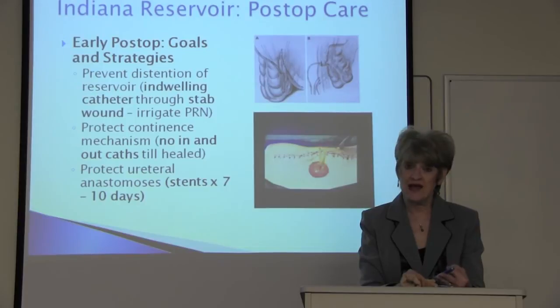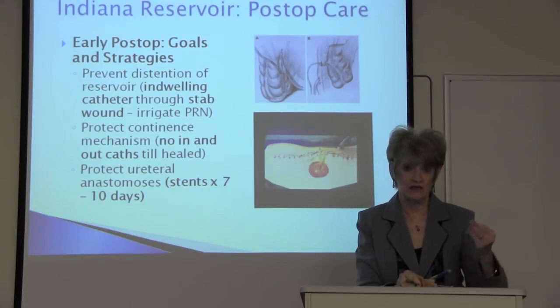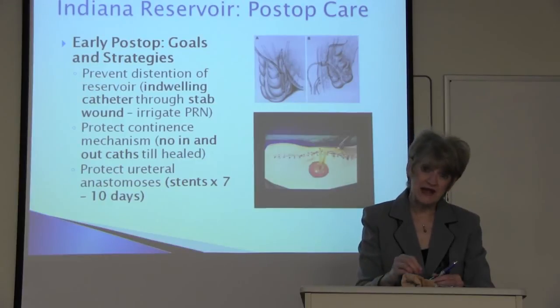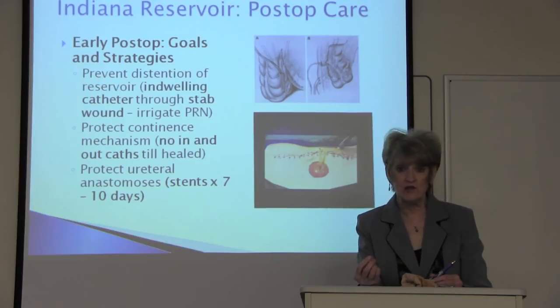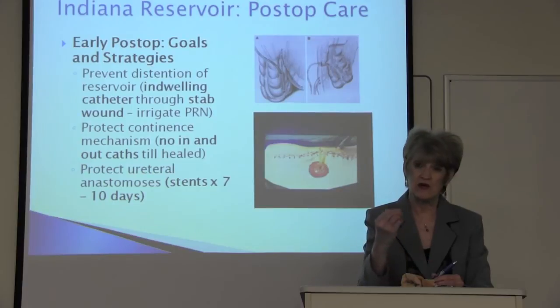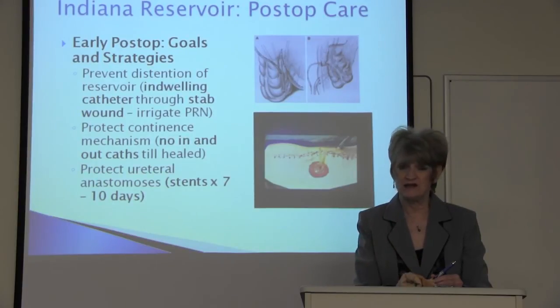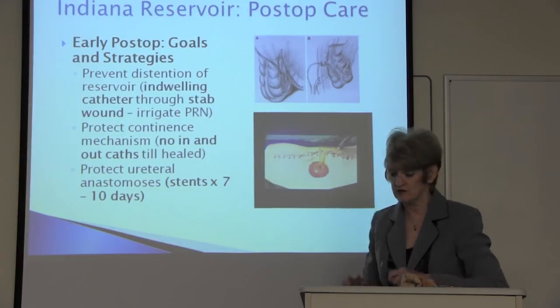You always have ureteral stents. You always have a reservoir catheter. You've always got to protect your continence mechanism, and you've always got to protect your ureters. The specifics, how they place the catheter, how long they leave it in, whether the stents come out through the stoma or through the abdominal wall, yes, those will differ based on surgeon preference. The bottom line concepts remain the same, so focus on those.